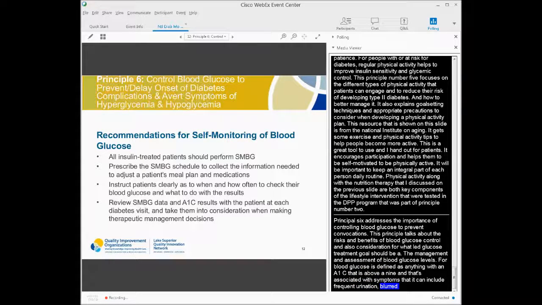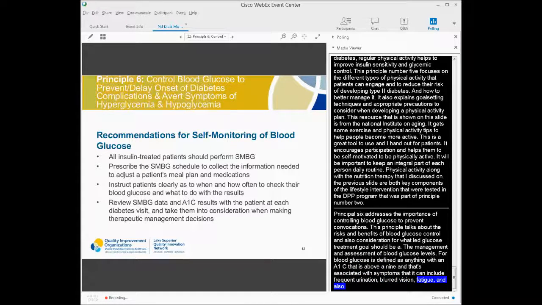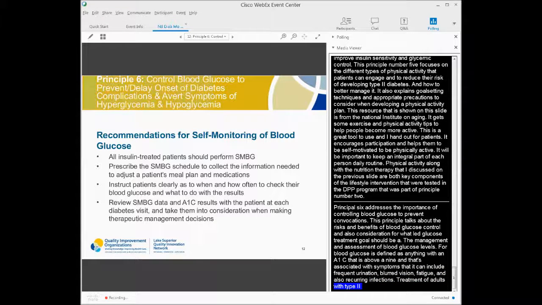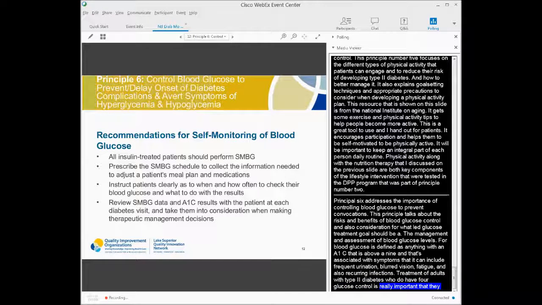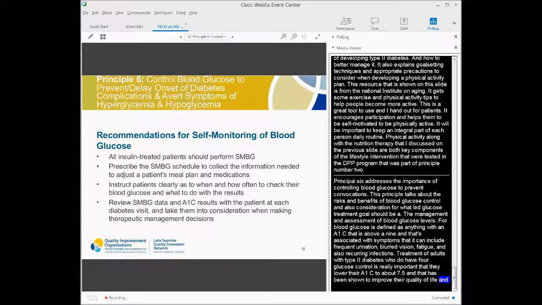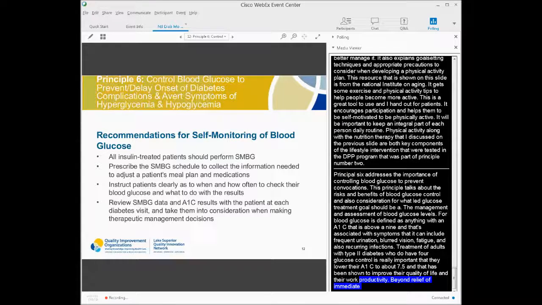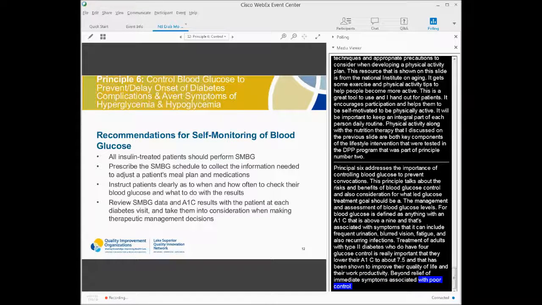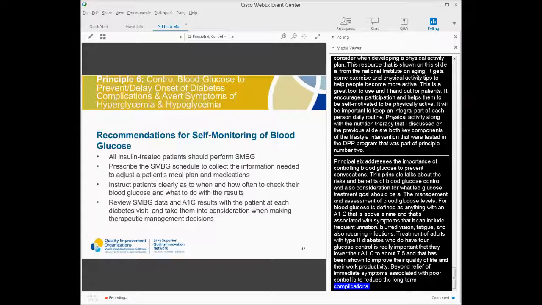So for treatment of adults with type 2 diabetes who do have poor glucose control, it's really important that they lower their A1C to about 7.5. And that's been shown to significantly improve their quality of life and their work productivity. So beyond relief of immediate symptoms associated with poor control, the goal of blood glucose control is to reduce the long-term complications of diabetes. So any issues a patient may have with amputations or eye disease, things like that.